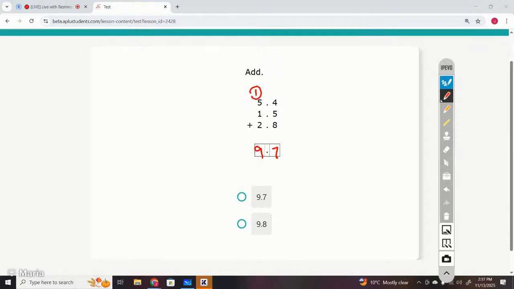The correct option is 9.7. Option number 1 is the correct option.